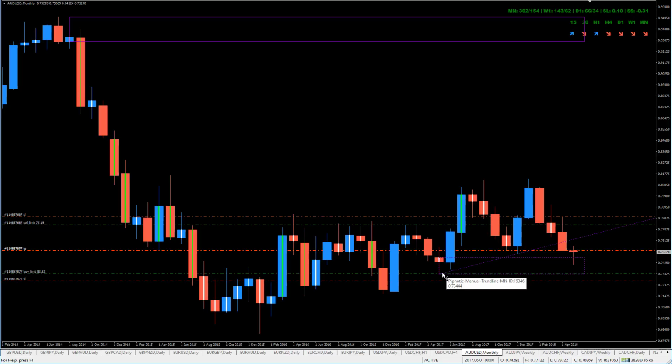Then you can see that price left here, it went to the high, it came back down, it went up, and it came back down. You can see the price has actually pierced this trend line. And this is what I call market structure failure.